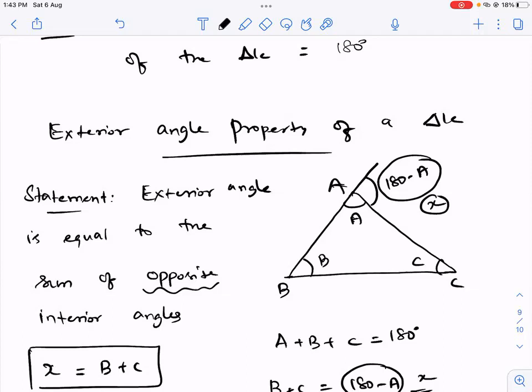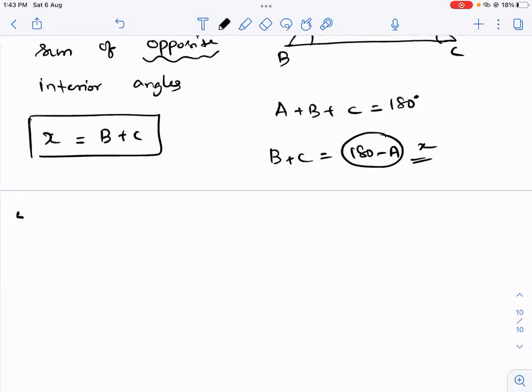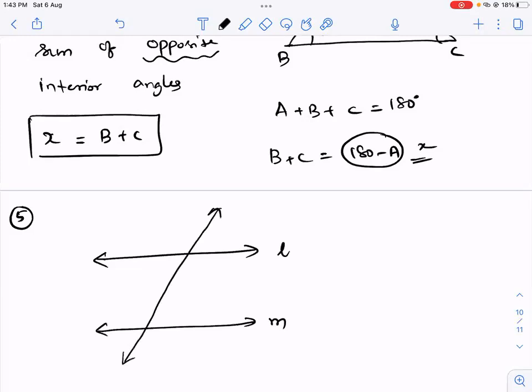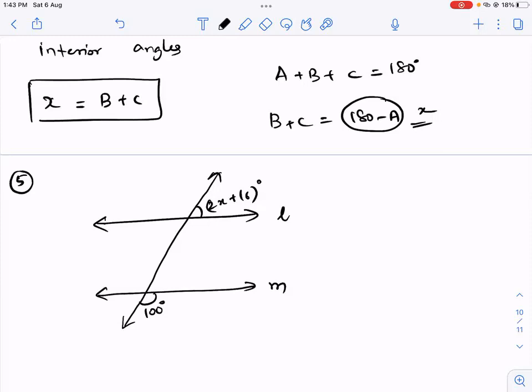Are we ready to solve problems? Yes. So look at the illustrations. Illustration number 5. So what is illustration number 5? Tell us. If there are two parallel lines, L and M, and there is a transversal. This is 2x plus 16 in terms of degrees. And this is 100 degrees. Now, what can I say about these two angles? How? They're alternate exterior angles. That's right. Or this 2x plus 16 can be written here also because they are corresponding angles. So 2x plus 16 and 100 are adjacent such that the sum of both those angles is 180.